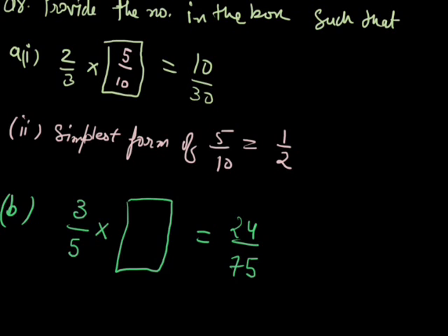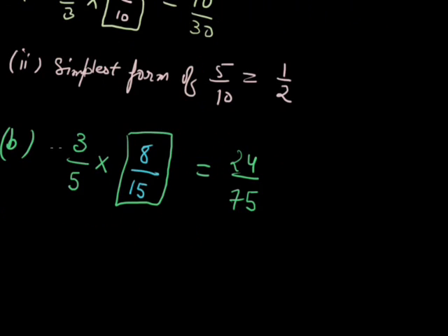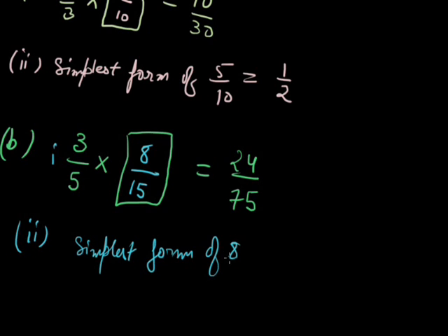Now here the number that should be filled will be, by what number should you multiply 3 to get 24? It will be 8. By what number you should multiply 5 to get 75? It will be 15. So the number is 8 by 15, and the simplest form of 8 by 15 will be 8 by 15 only, since it has no number in common.